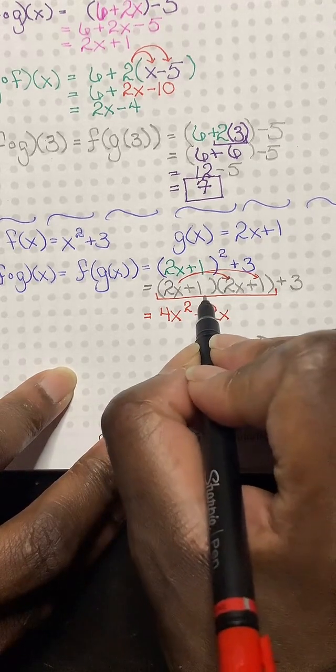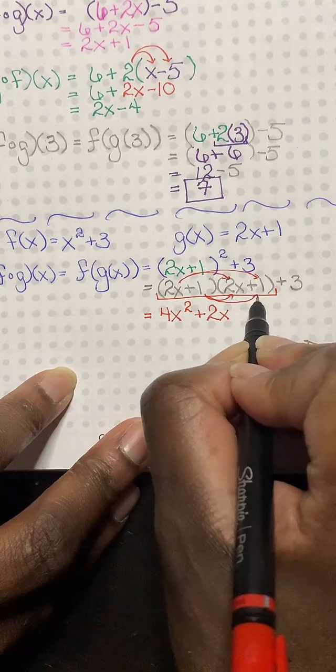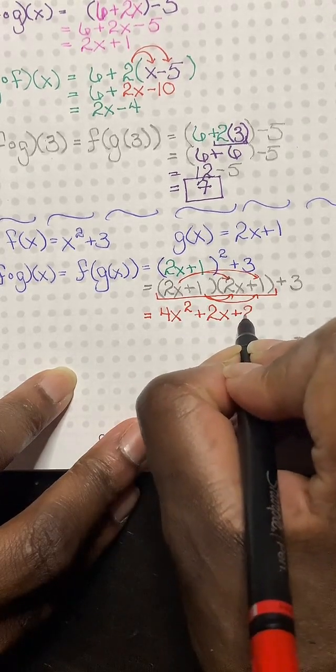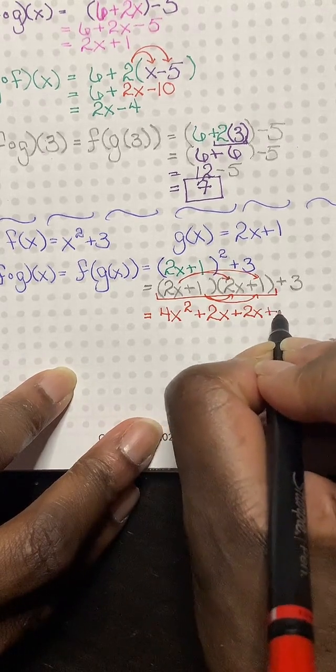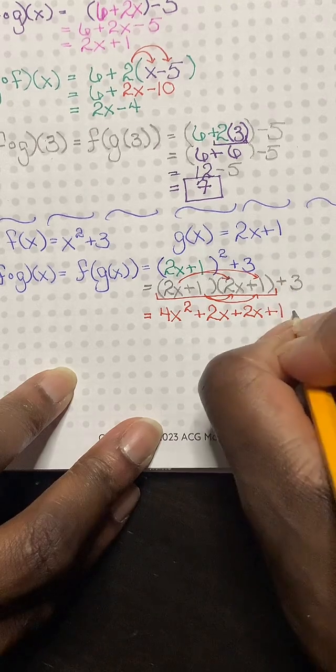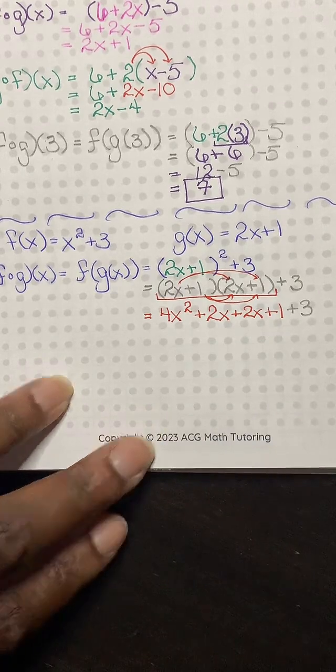And now you're going to distribute this 1 to everything in that second parenthesis. Anything times 1 is going to be itself. And then I bring down the plus 3.